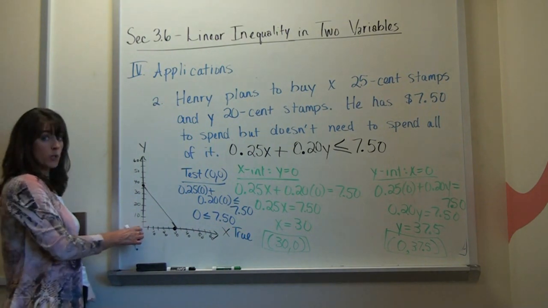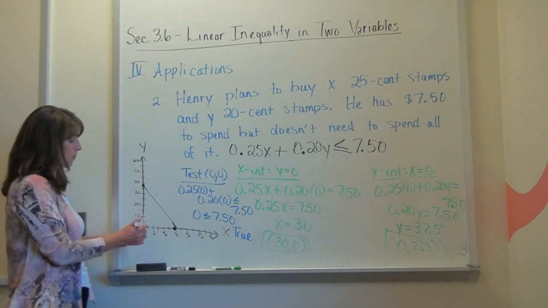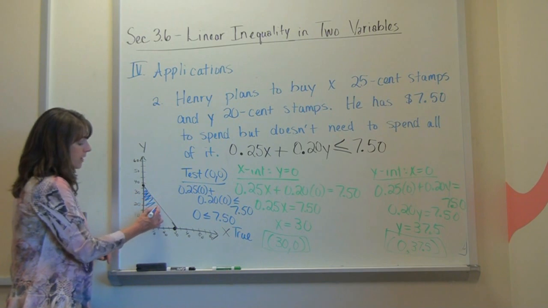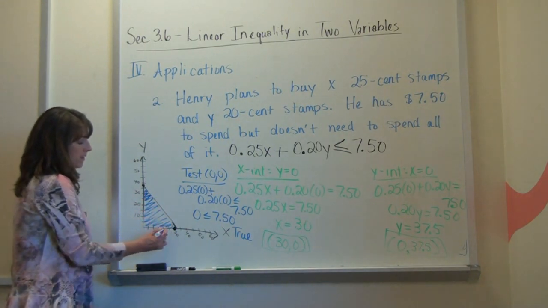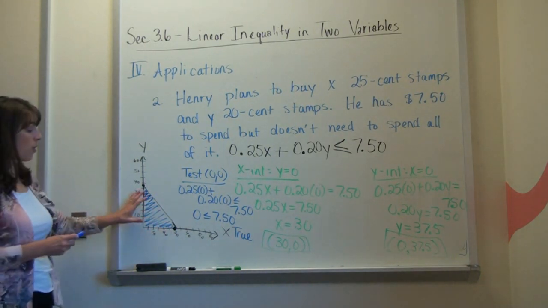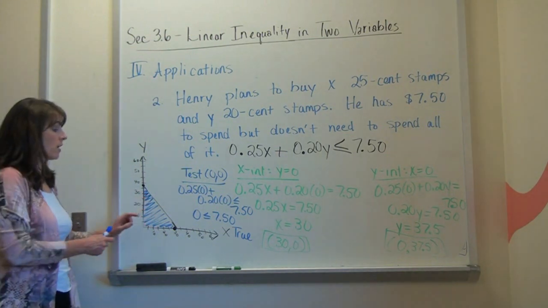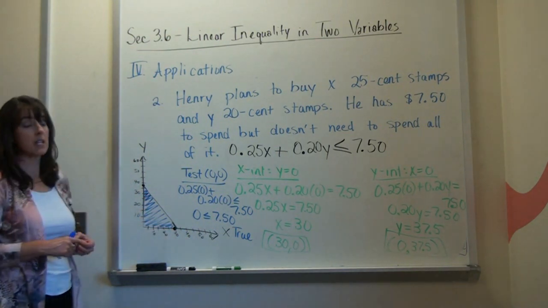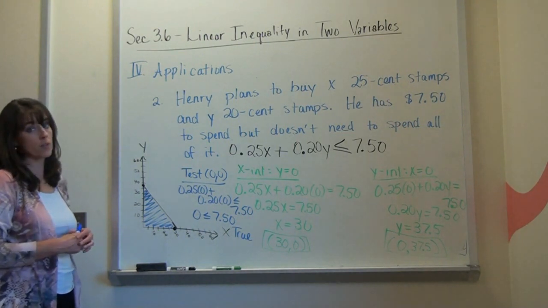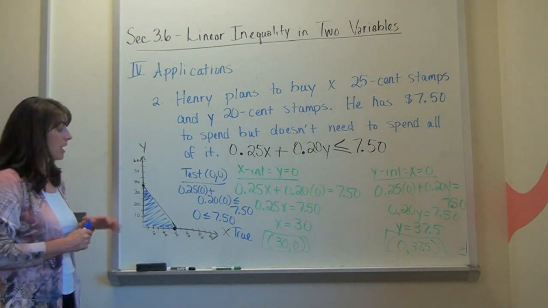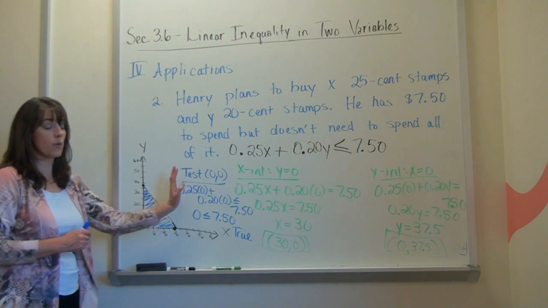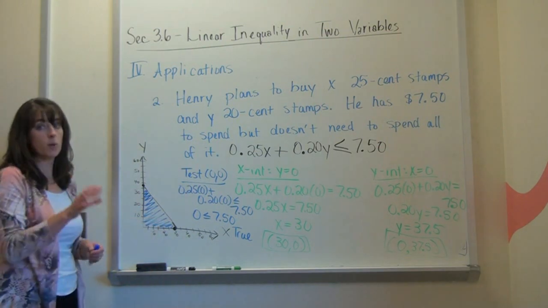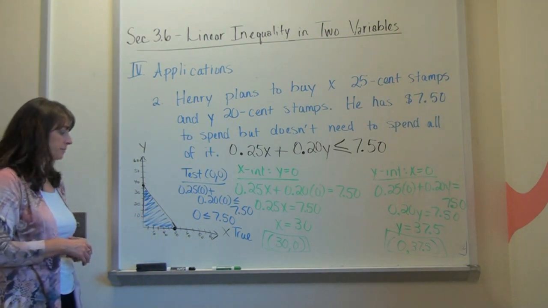So that means this works, and everything else on that side works. So I'm going to shade the whole thing. There we go. These are all the number combinations of 25-cent stamps and 20-cent stamps that he can purchase and not go over his $7.50 budget. Everything out here, he would go over his budget. Everything on the line would meet his budget exactly.